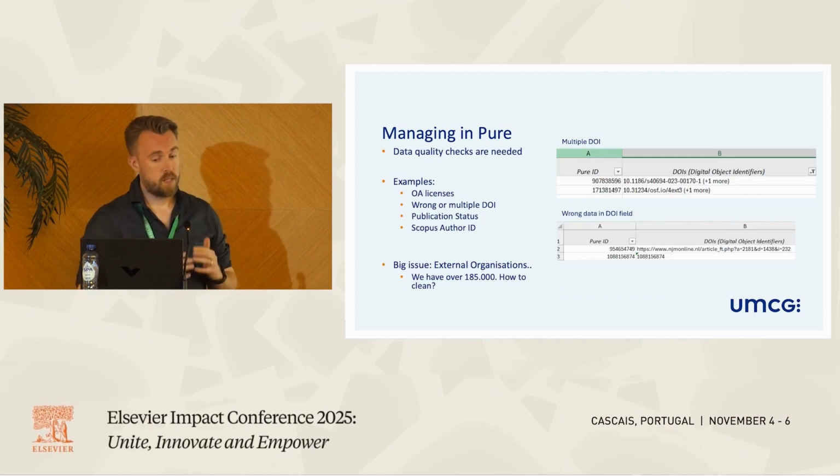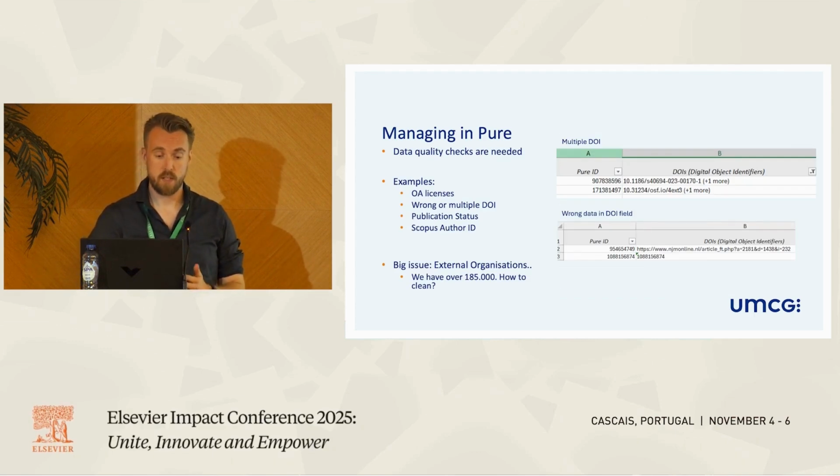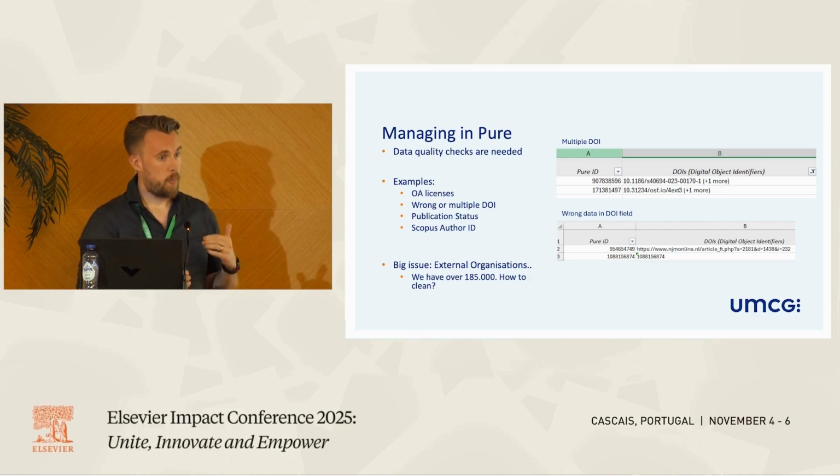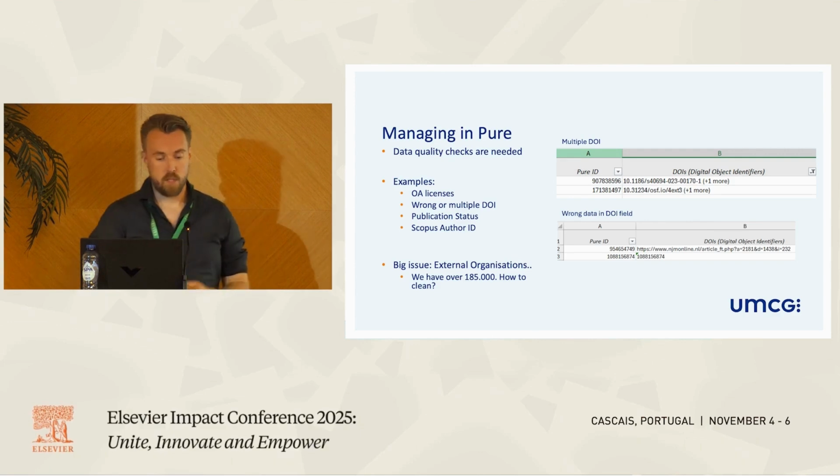But having the data in Pure is one thing. What we also need to do is check the data quality. Even though we import manually one by one and see every record, it's only human to make a mistake sometimes. But we need to have reports to identify those mistakes and then correct them. So I have a couple of examples on screen. We run reports on checking the open access licenses. More importantly, we check if there are wrong or multiple DOIs in the system.